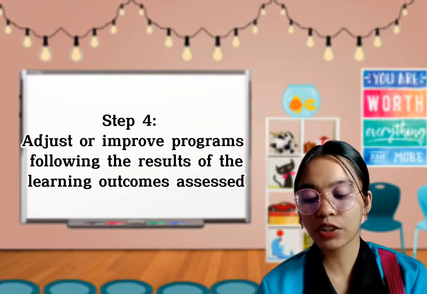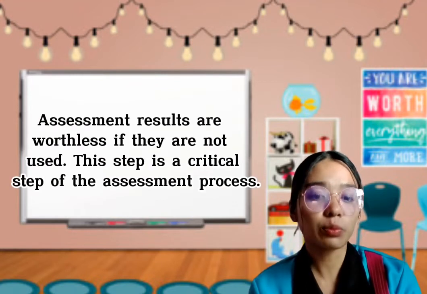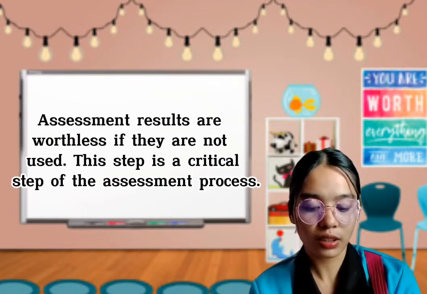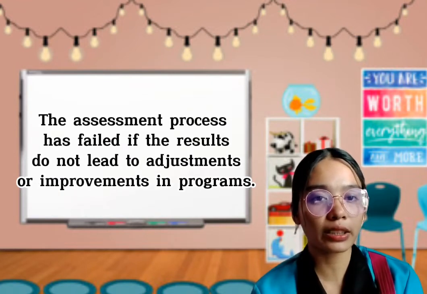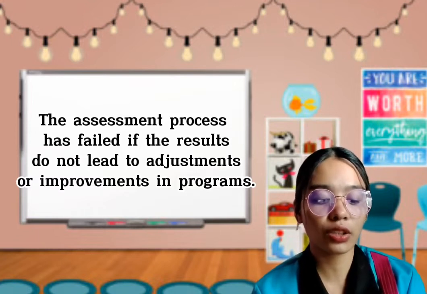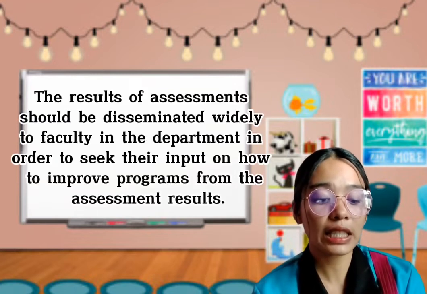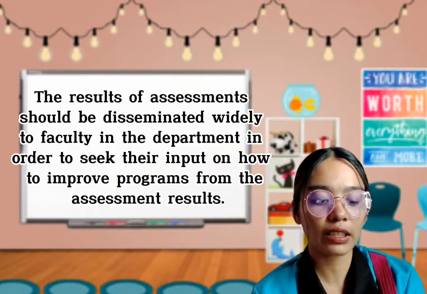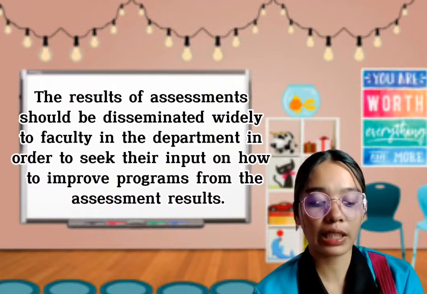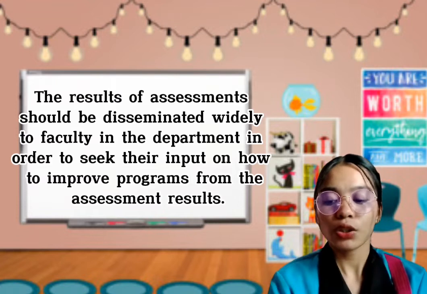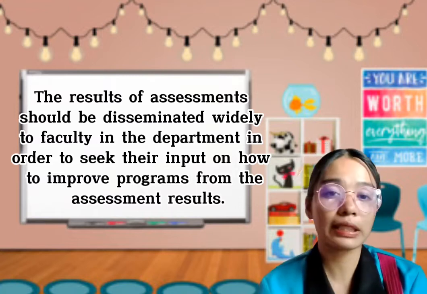The 4th step is adjust or improve programs following the results of the learning outcomes assessed. Assessment results are worthless if they are not used. This step is a critical step of the assessment process. The assessment process has failed if the results do not lead to adjustments or improvements in programs. The results of assessments should be disseminated widely to faculty in the department in order to seek their input on how to improve programs from the assessment results. So in this step, the 4th step is you adjust or improve programs following the results.